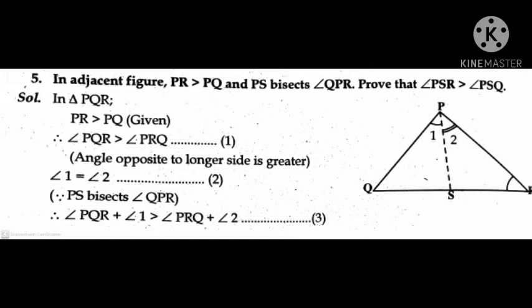Now we should add equation 1 and equation 2. Therefore, angle PQR plus angle 1 is greater than angle PRQ plus angle 2. It is equation 3.